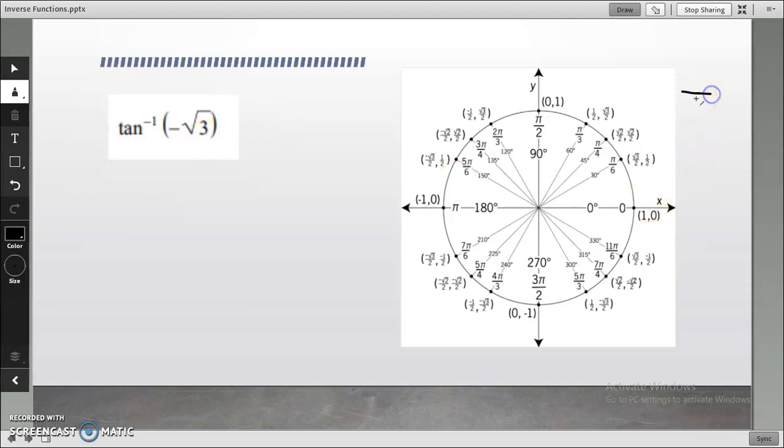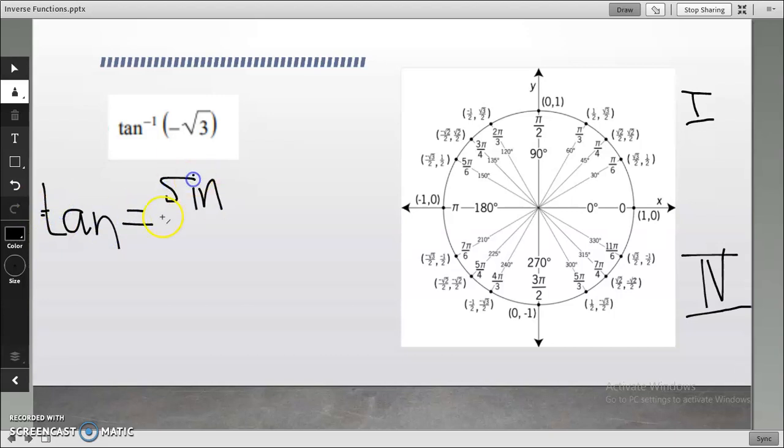And again, tangent is very similar. Well, not similar, but it is also in the first and fourth quadrants like sine is. And so I'm looking for this ratio of negative square root of 3, and I can use my coordinate points to help me find the ratio. And so I know that tangent is really sine over cosine. And so sine over cosine, I want it to equal this negative square root of 3.